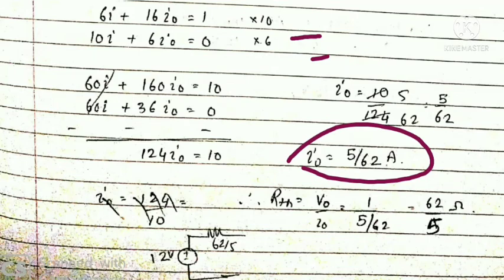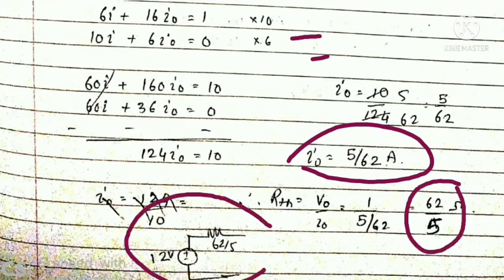Now the equation is RTH is equal to V0 by I0. V0 is equal to 1, divided by 5 by 62. You will get 62 by 5 ohm, and this is the equivalent circuit of Thevenin's theorem. So this is the method to solve the Thevenin equivalent when the dependent source is present.